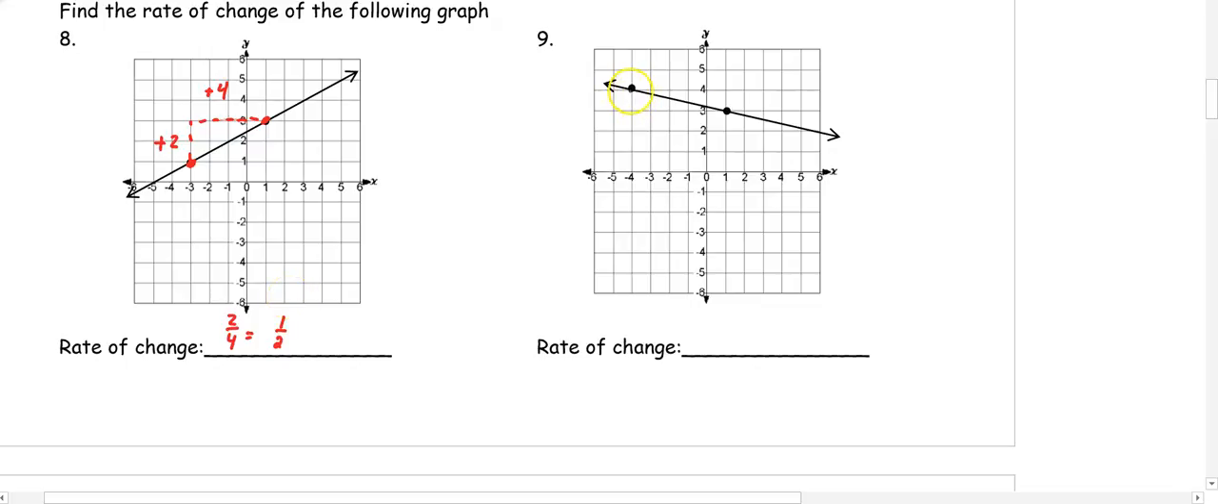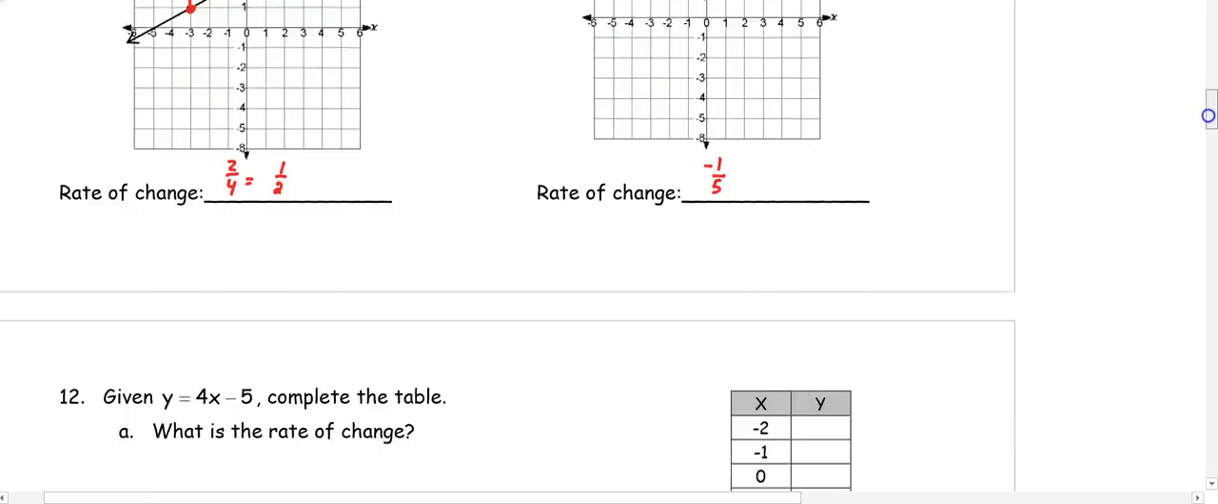Number 9, for my 2 points, I'm going down and then to the right, so -1, and then 1, 2, 3, 4, 5. So my slope would be -1/5, which should make sense because the line is decreasing from left to right.